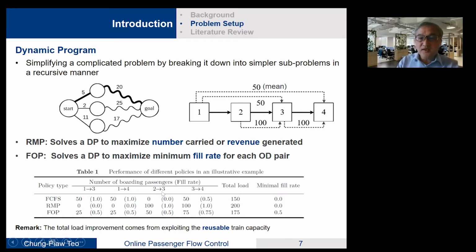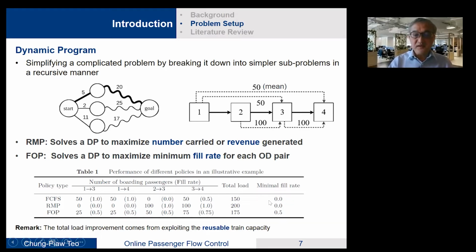But for 2 to 3, unfortunately, you cannot. The first come first serve doesn't carry any passengers. 100 requested, so the fill rate is 0. For 3 to 4, 50 out of 100 boarded the train, so the fill rate is about 0.5. So if you look at the aggregate system performance, first come first serve carries 150, and if you look at the minimal fill rate across all the different OD pairs, some OD pairs receive 0% fill rate, some receive 100%, but the minimum is about 0.